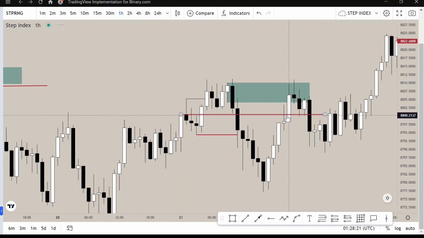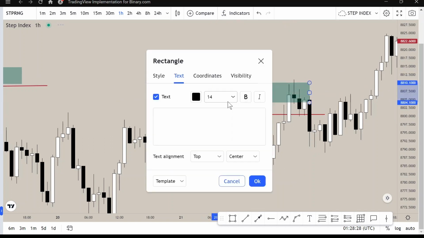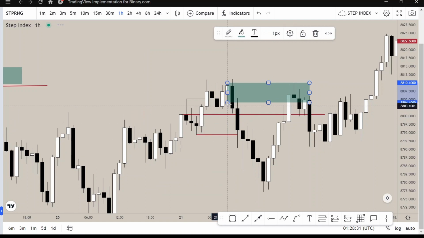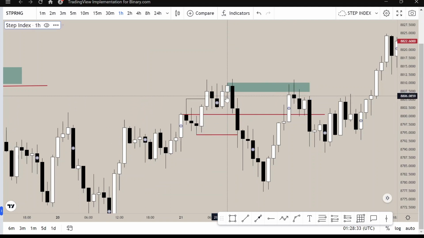The entry, as I said, can come from the QML line straight away. The stop loss is above here. Entry can also come from this order block, either the open of it or the whole candle as your order block. Now, this area is also an MPL area.